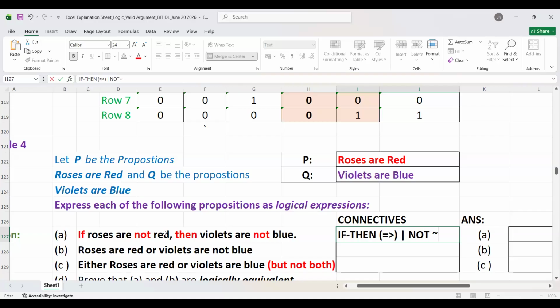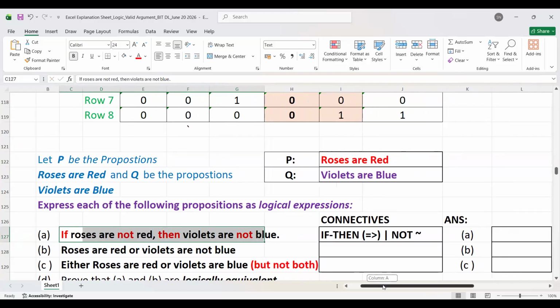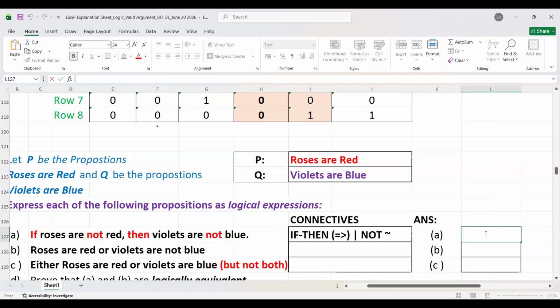So if we remove the words if, not, and then, we know that we've already been told that P stands for roses are red. So roses are red is P. Violets are blue is Q. So if you say, if roses are not red, then violets are not blue, how will we represent this symbolically? Roses are red is P. So roses are not red will be what? Twiddle P.